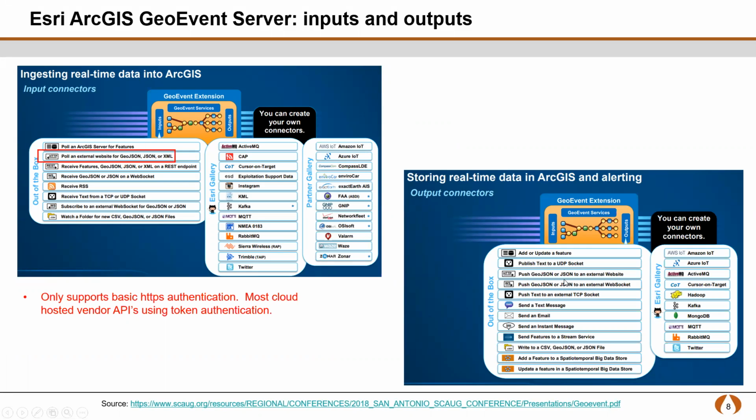On the right-hand side, here are the outputs that are available in GeoEvent. You could do something pretty simple like update a feature in a feature class in a geodatabase. You can send text, email, instant message, alerts. And the one that we were most excited about at PDC is the stream service. So you can send data directly to a stream service from GeoEvent. And like the inputs, you can create your own. And if you need to push to a specific application, there are a few available from the ESRI gallery. And I have a whole presentation from ESRI on GeoEvent, which might be interesting for some of you if you want more information.